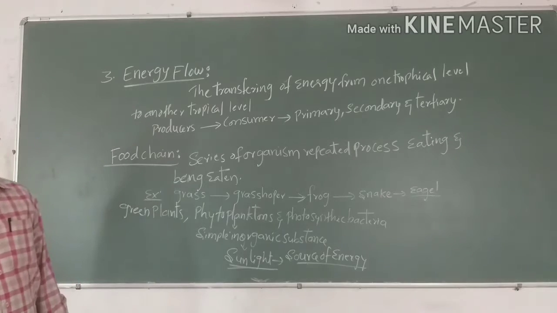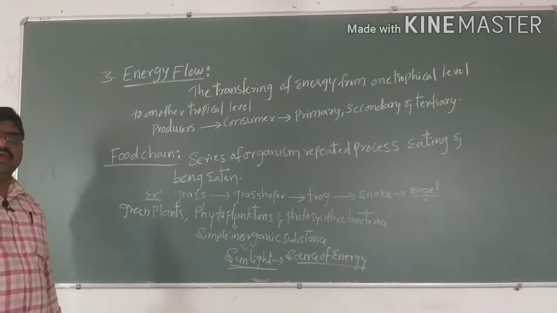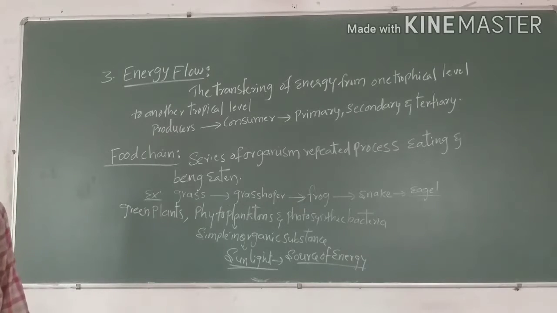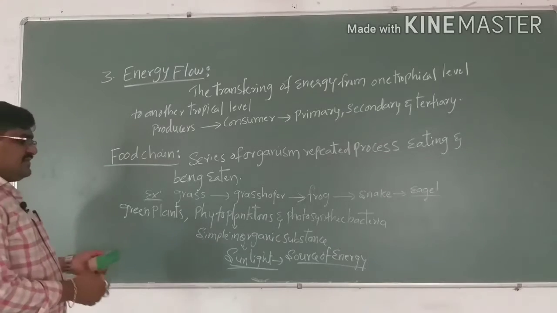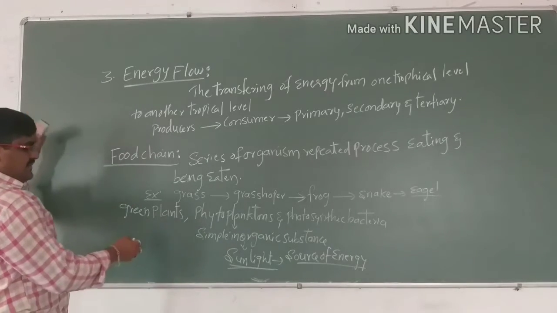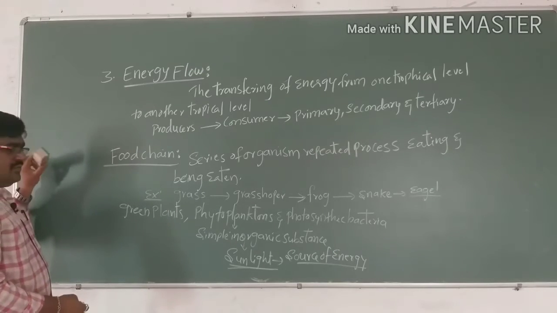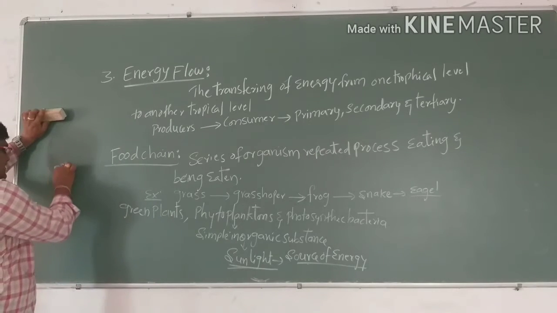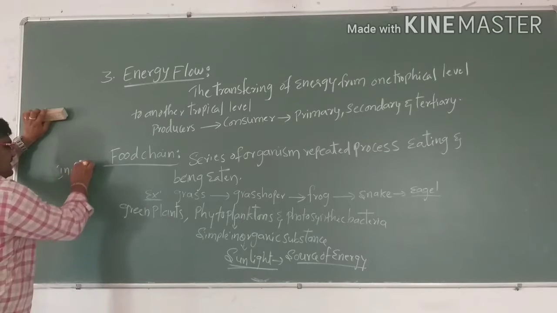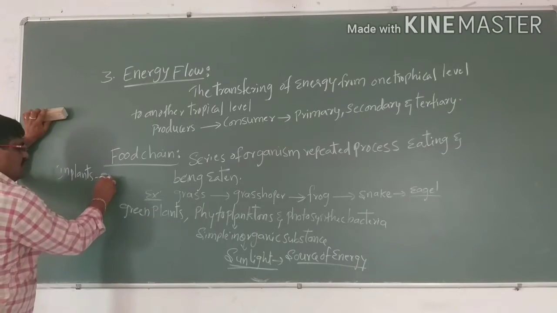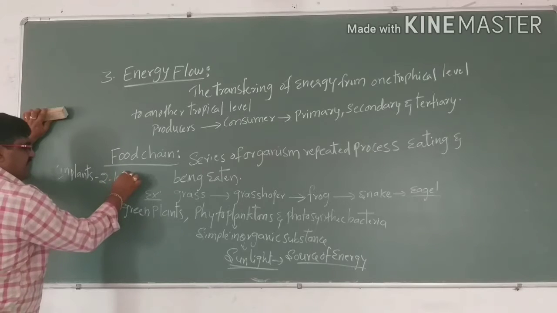Only 2 to 10% of sunlight is utilized by the plants in the form of PAR. PAR means photosynthetically active radiation. That means the sunlight absorbed by plants, 2 to 10% of it, is used.